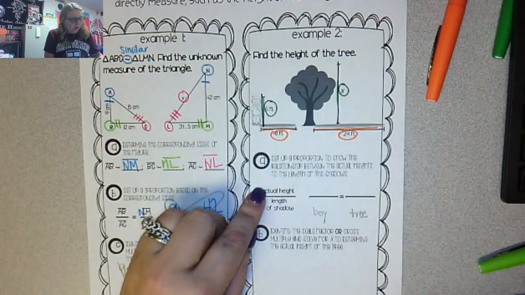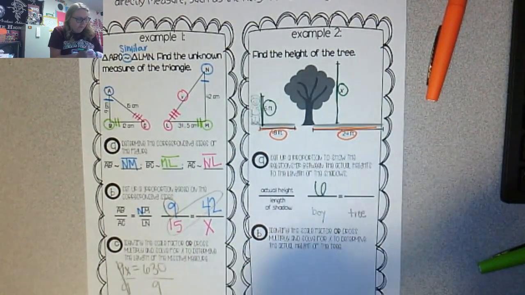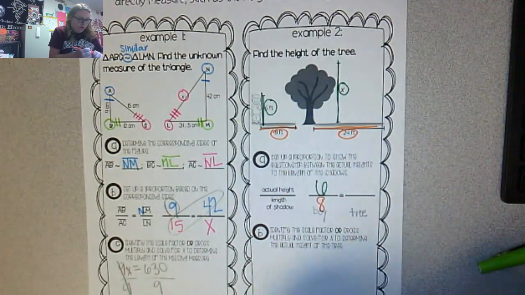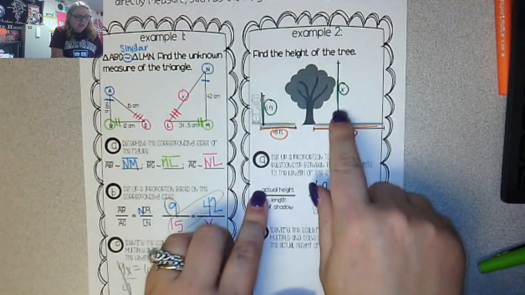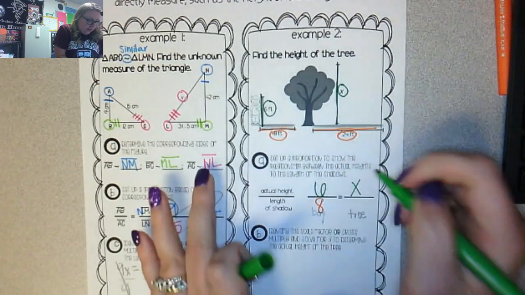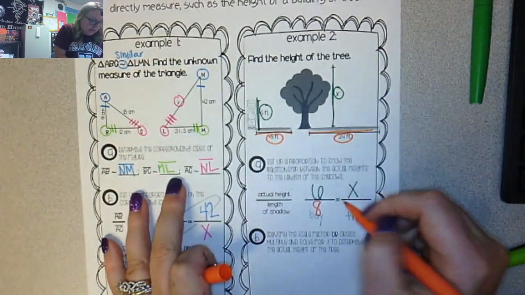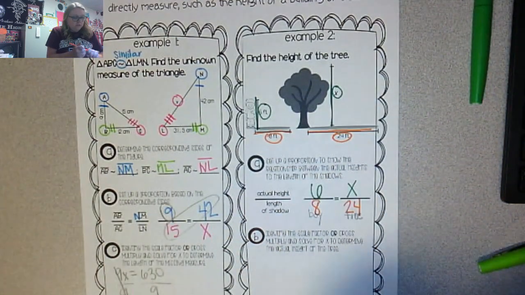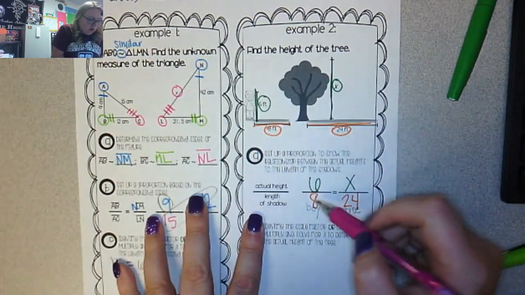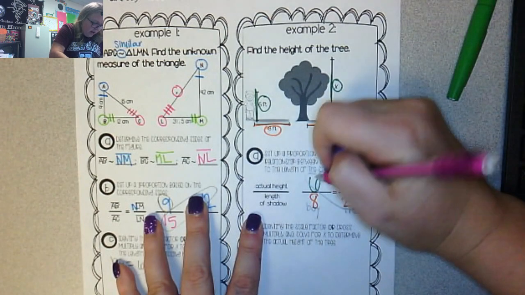So now the actual height of the boy is 6. The length of his shadow is 8. So now I'm going to go to the tree. The height of the tree, we don't know. You have the variable x. Okay. Then the length of the shadow of the tree is 24. Okay. So now that I have it set, we're going to do what we did here. We're going to cross multiply, and then after you cross multiply, you're going to divide.